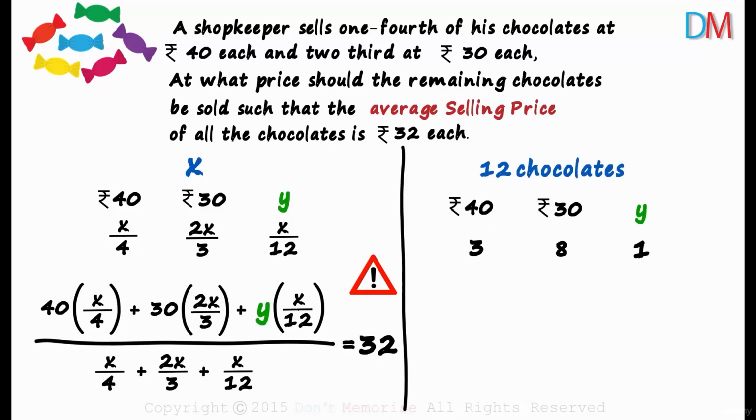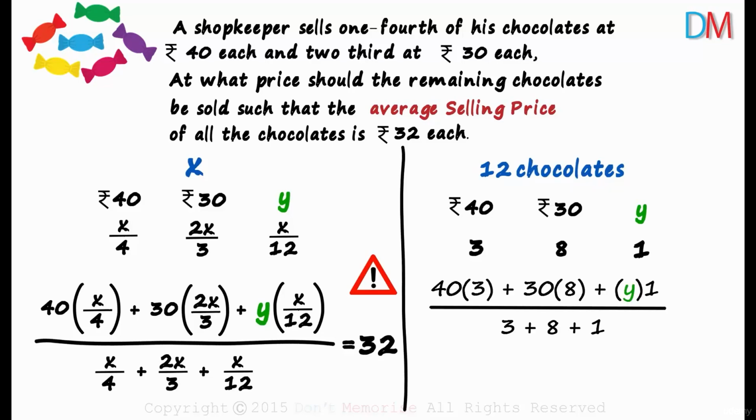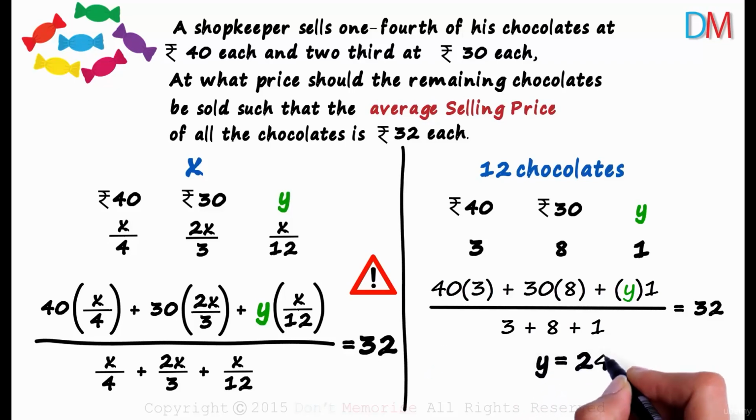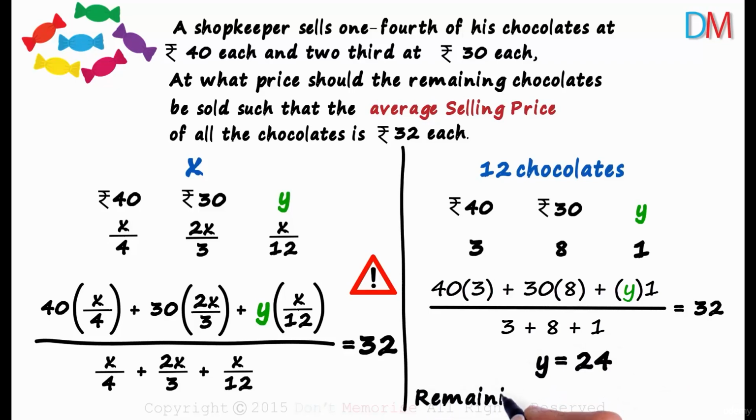With this assumption, this will be the average price of all the chocolates. This is the total price of all the chocolates together, and this is the total number of chocolates. The average price is given to us as 32 rupees. Now you tell me, which method is easier to solve for y? Clearly, it's this one. We get the value of y as 24. She sold the remaining chocolates at 24 rupees each.